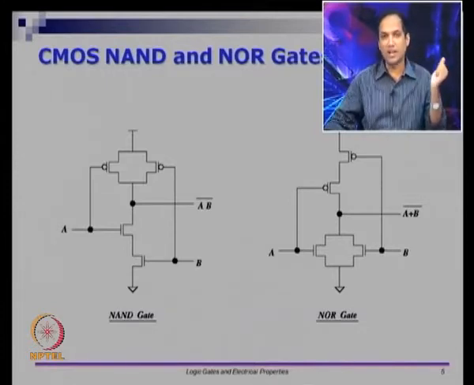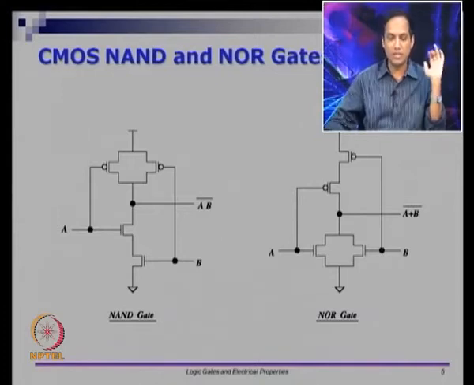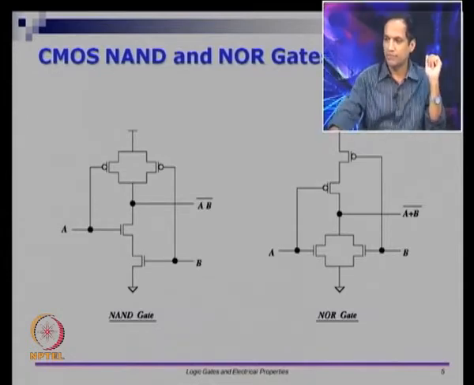So this is something that I alluded to earlier. I mentioned in one of the earlier videos that NAND and NOR actually have lesser transistor count than AND and OR.